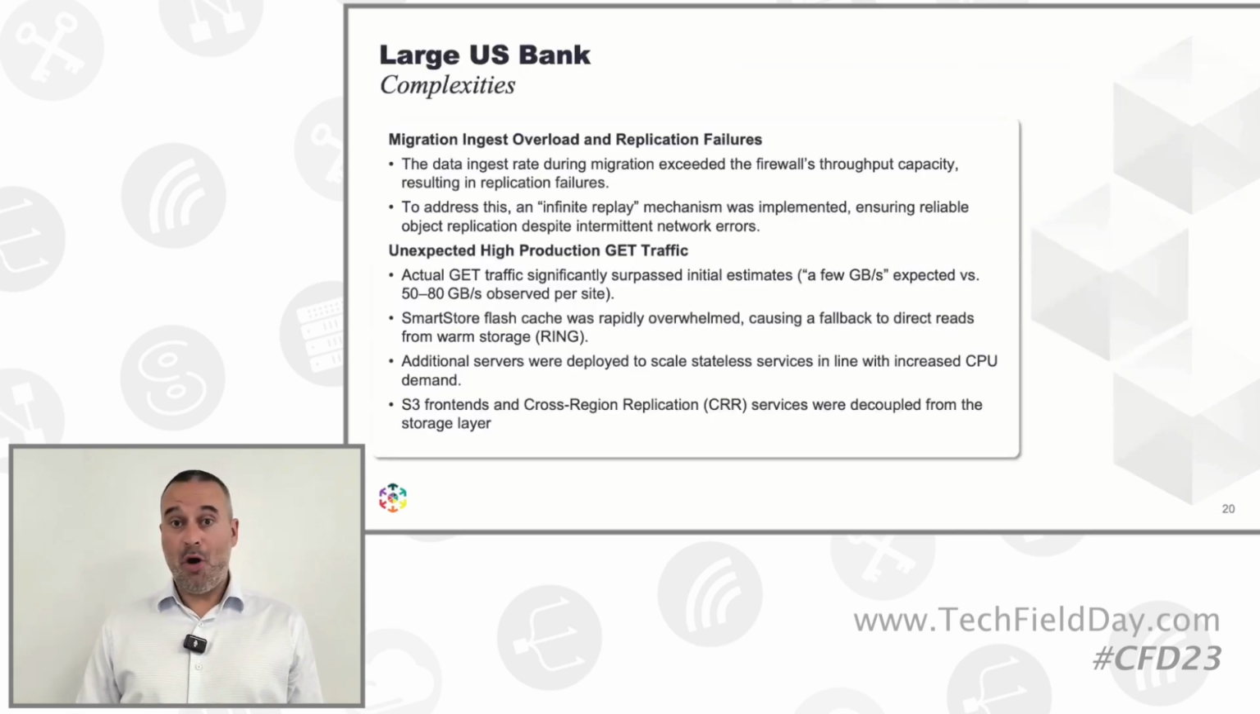So of course, in this deployment, we have had a few problems. The first one was during the migration of the data. The ingest was exceeding the firewall's throughput capabilities, resulting in replication failures. So what we put in place is an infinite replay. An object is replayed for replication indefinitely until the replication is successful. That helped us ensure reliable object replication despite the network failures.